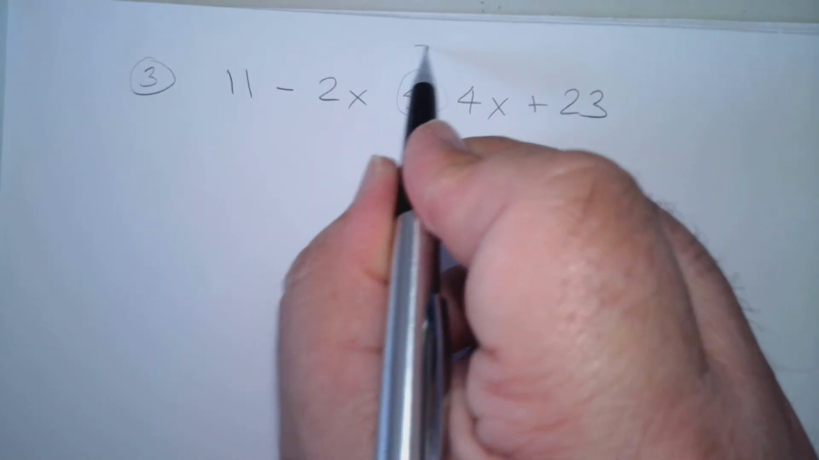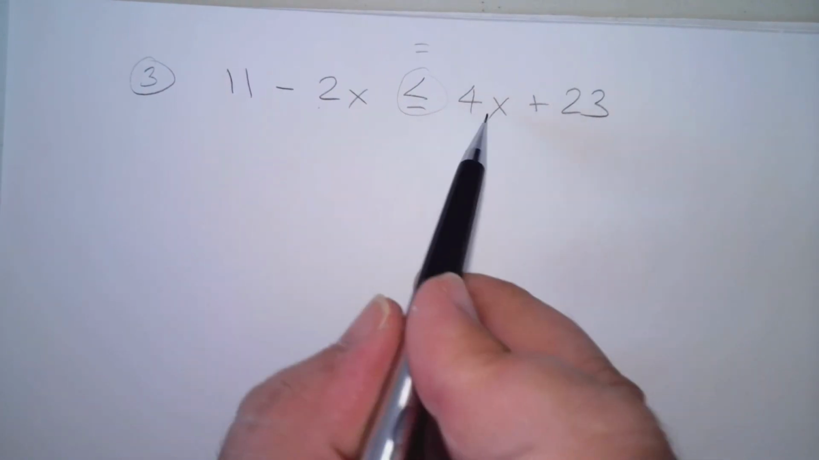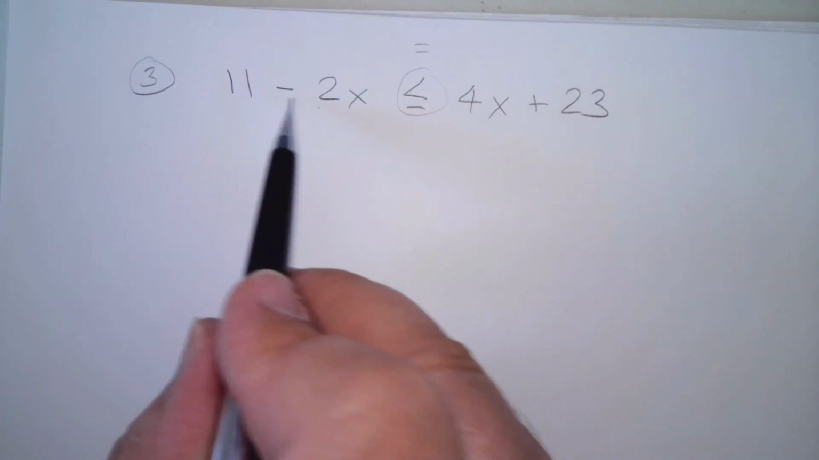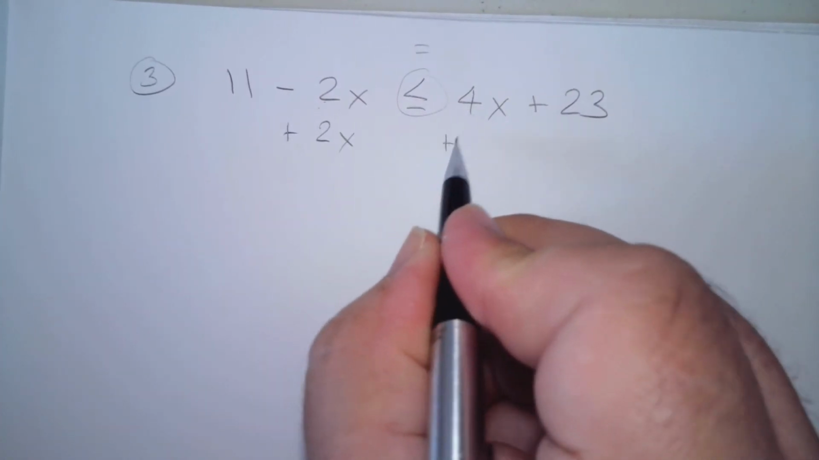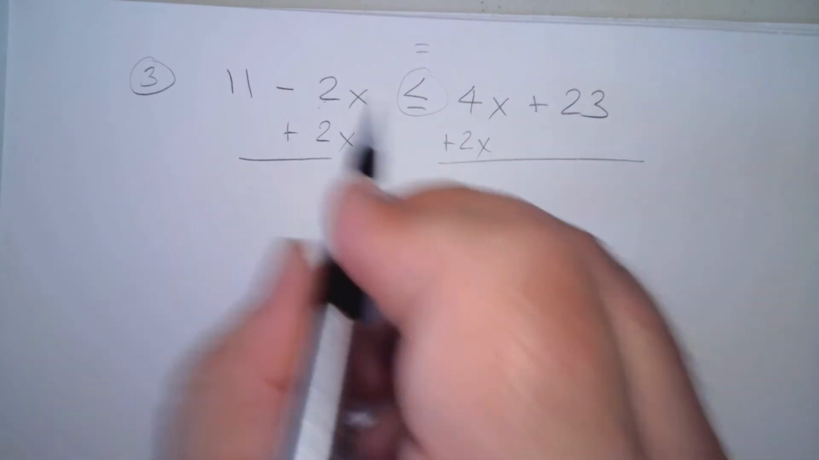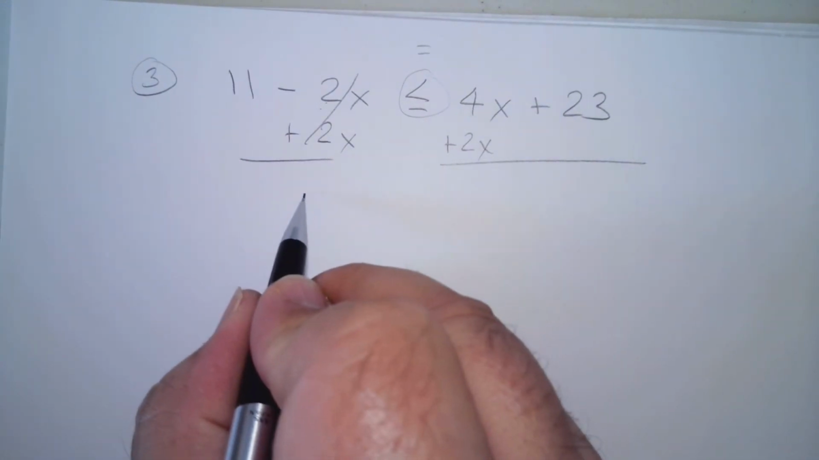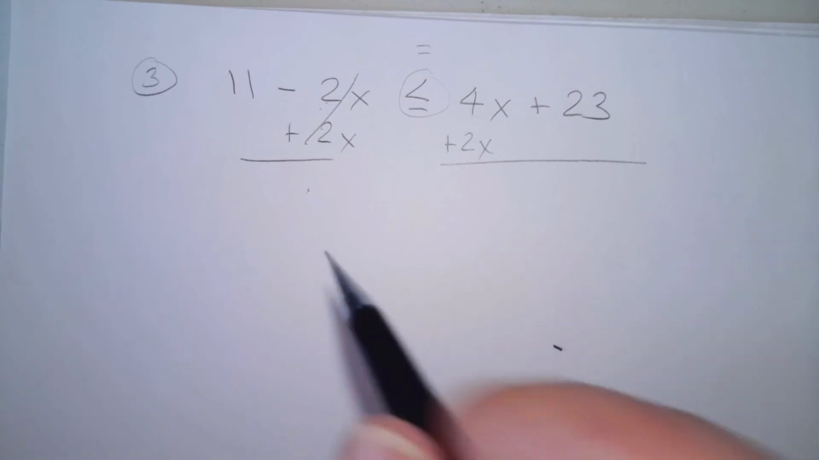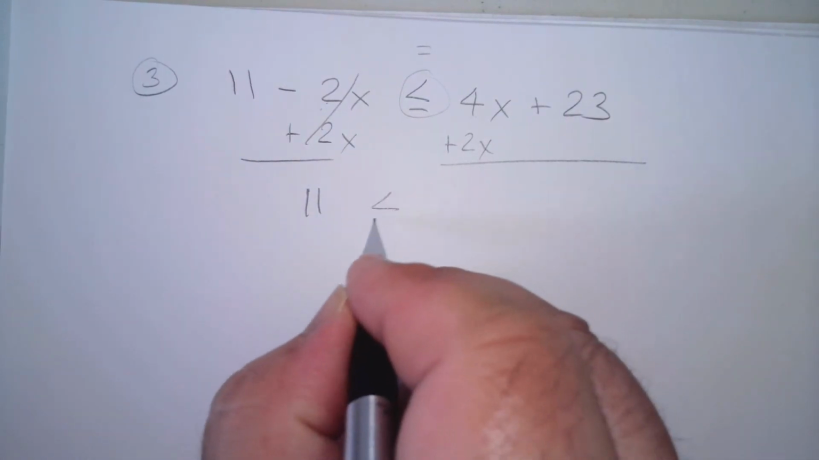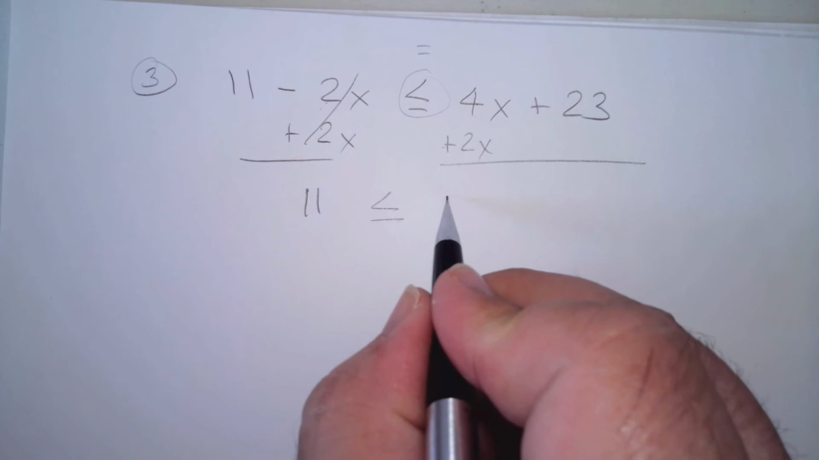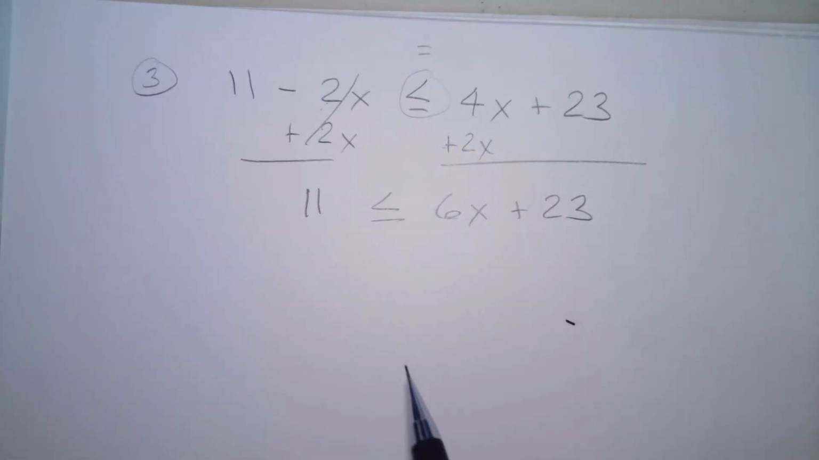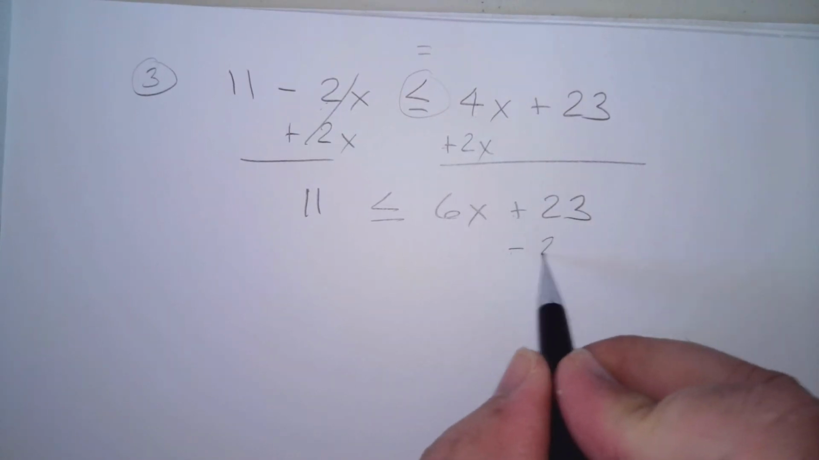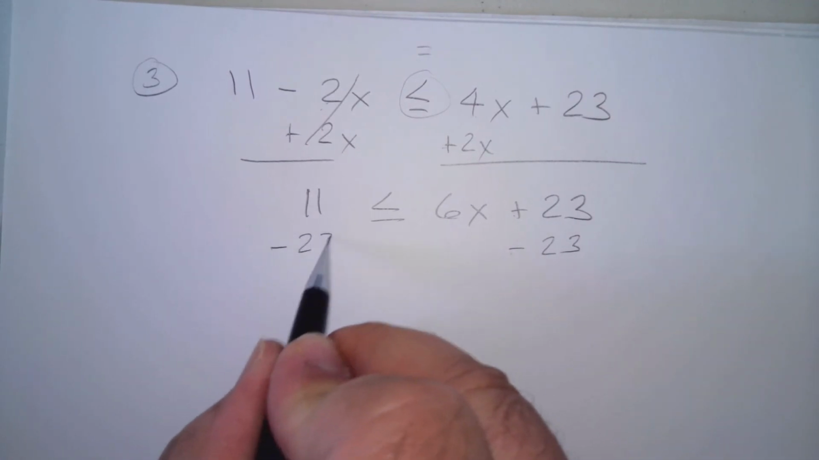Treat this the same way you do an equal sign. You have two x's. Move the smaller to the larger. Negative 2 is smaller than 4. So we have to add 2x to both sides. Those two x's cancel, so it's 11 is less than or equal to 4 plus 2 is 6x plus 23. Bring down everything else. Now I have to get rid of the 23. It's a positive, so we subtract it. Subtract 23 from both sides.